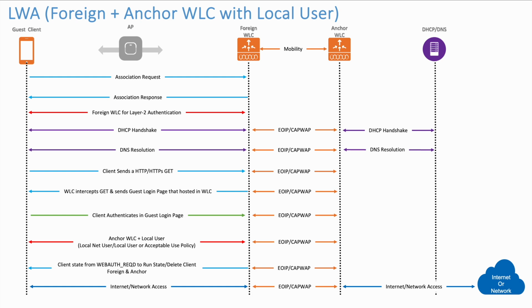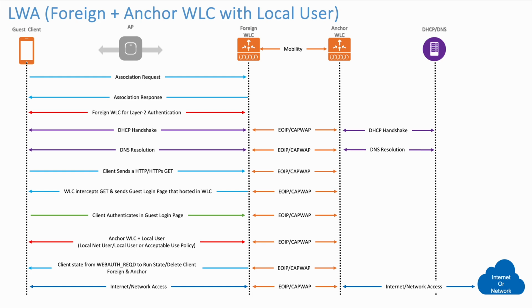If that's the case, the available solution from Cisco is an Anchor WLC. An Anchor WLC is nothing but a WLC sitting inside your DMZ. So whatever communication comes from the guest client will come to your foreign WLC. In this scenario, the local WLC will be called the foreign WLC, and the one sitting inside the DMZ will be called the Anchor WLC.